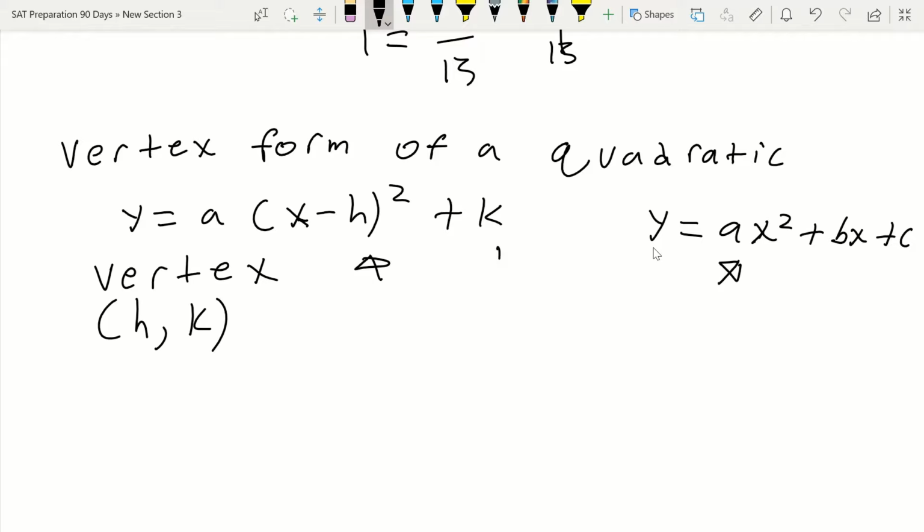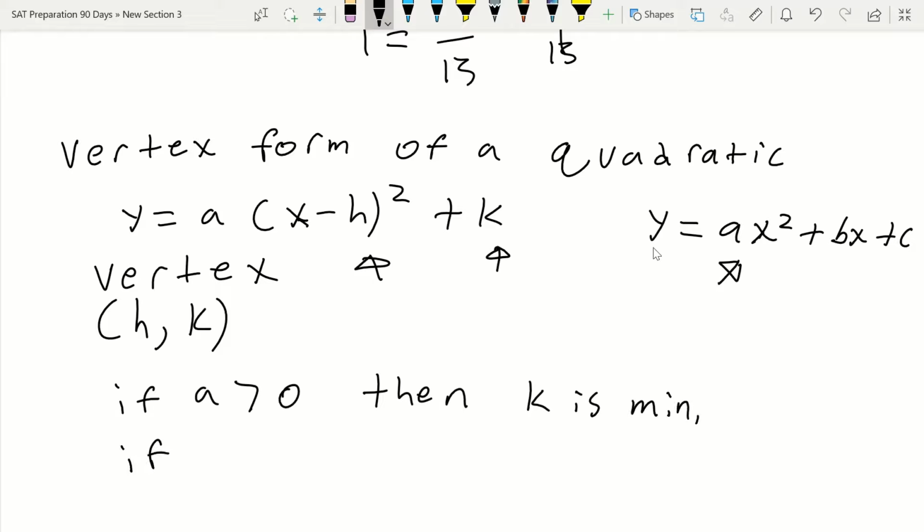So this k here is going to be our minimum if a is positive. So if a is greater than 0, which means if a is positive, then that k value is going to be our minimum. So then k is the minimum.